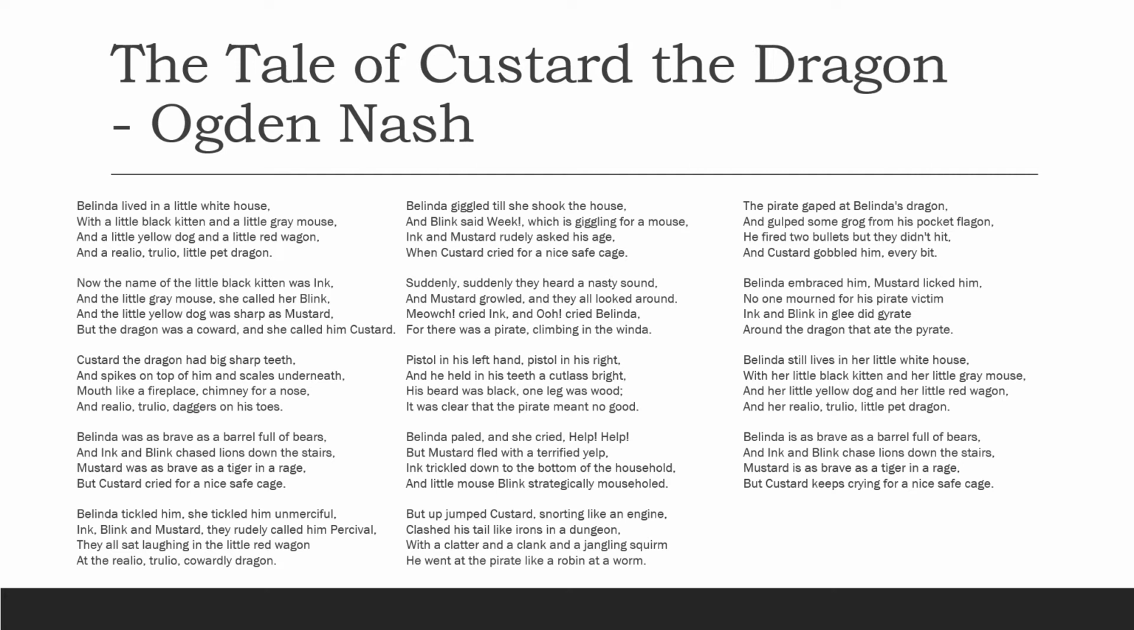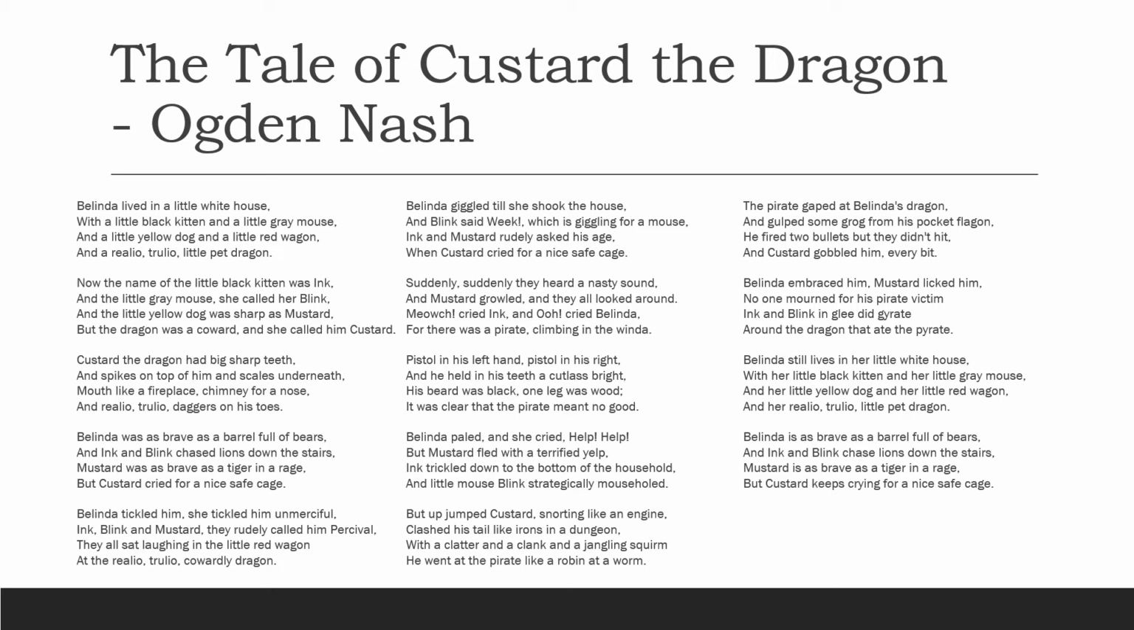Ink, Blink, and Mustard, they rudely called him Percival. They all sat laughing in a little red wagon, and the realio, trulio, cowardly dragon. Belinda giggled till she shook the house, and Blink was weak, which is giggling for a mouse. Ink and Mustard rudely asked his age, when Custard cried for a nice, safe cage.